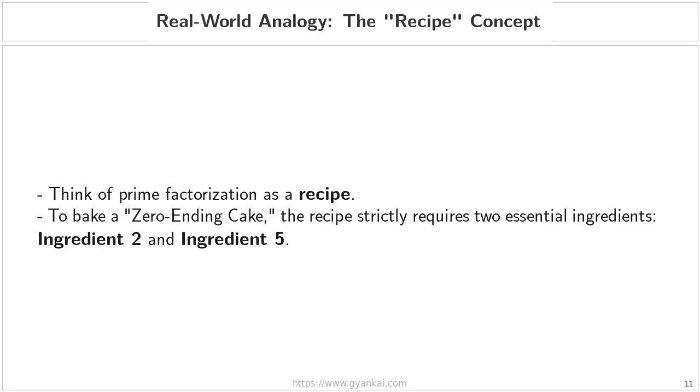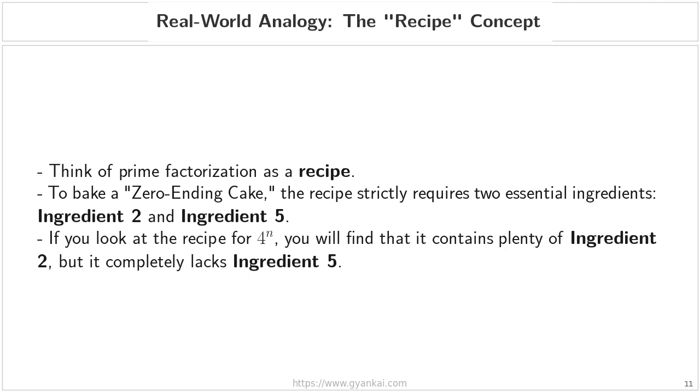Imagine you are a baker, and your goal is to bake a very specific type of dessert called a zero-ending cake. To make this particular cake, the recipe strictly requires 2 essential ingredients, ingredient 2 and ingredient 5. If even one of these is missing, the cake simply won't turn out right. Now, let's look back at our mathematical problem from the previous slides. If we look at the recipe for 4 to the power of n, we find that it contains plenty of ingredient 2.